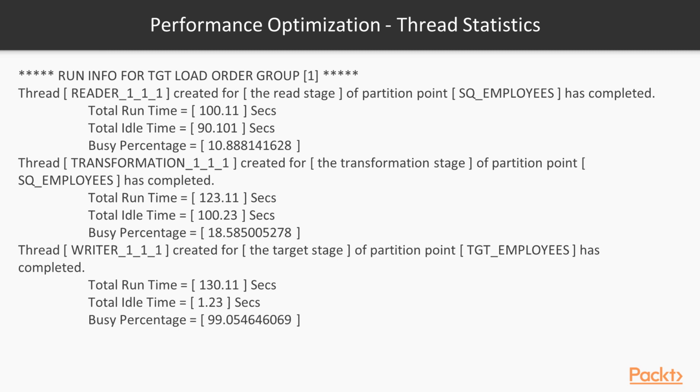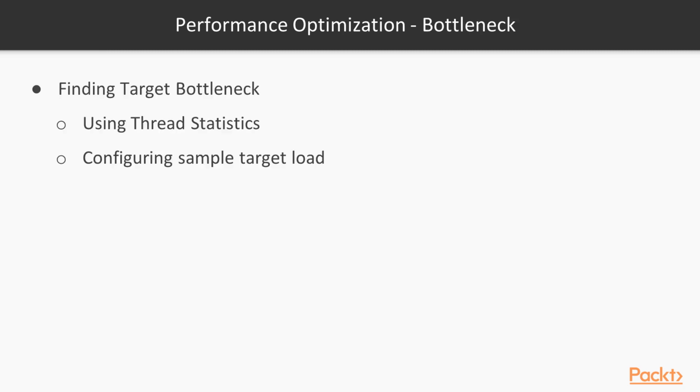As seen in the statistics, writer is busy for 99% compared to reader and transformation. We could say in this case, the target is bottleneck. Similar to this, you can identify in other cases if source or transformation have bottlenecks. Here's another way to identify a bottleneck.